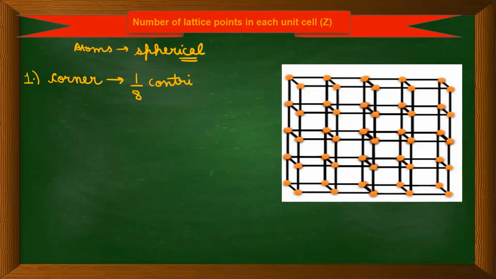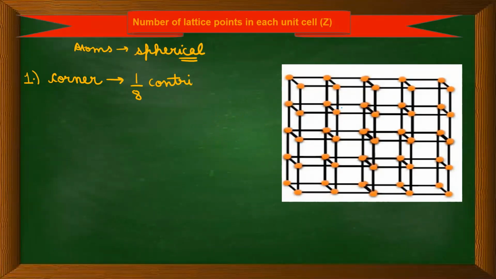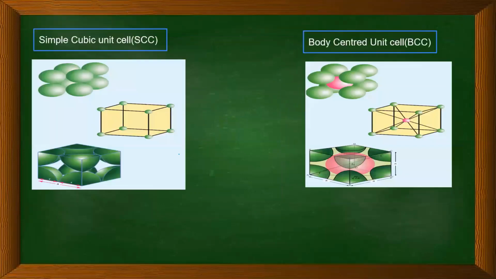So focus on this point. Say we take this point. This is the part of how many unit cells? This is the part of 8 unit cells. This one, and this one. So its contribution to this unit cell will be only 1/8. Okay. This was best explained by this figure.